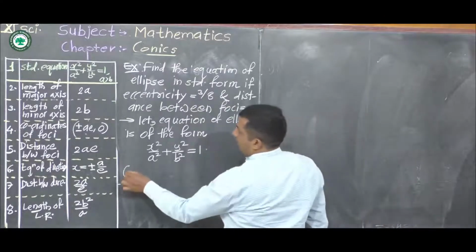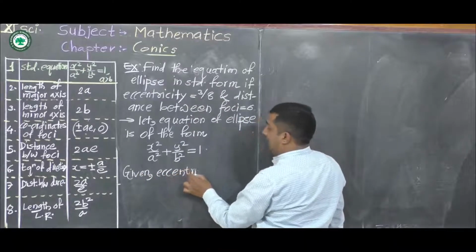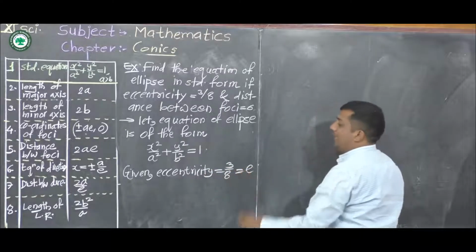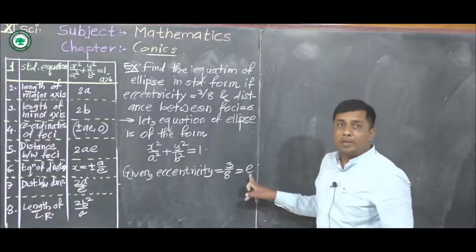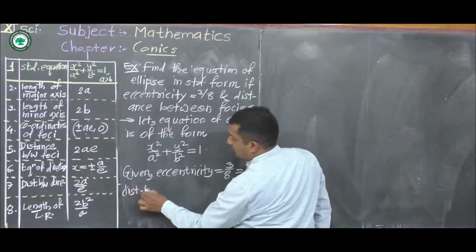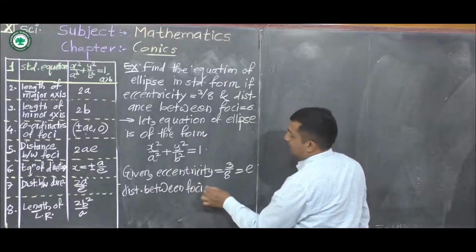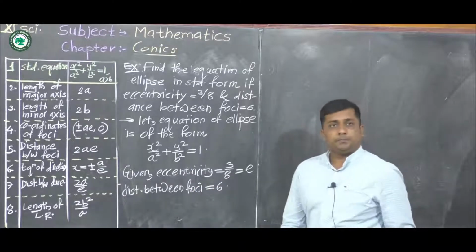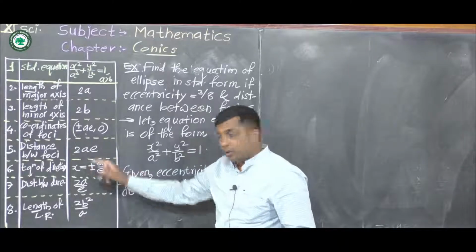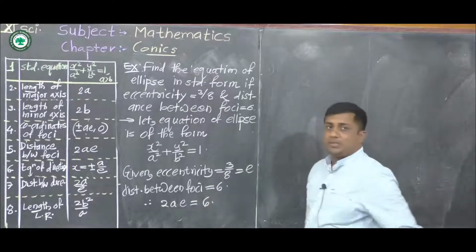Here also given the eccentricity, which is equal to 3/8. We denote this eccentricity by small e. Then the distance between the foci is equal to 6. We know the distance between the foci is twice ae, so we replace this by twice ae is equal to 6.